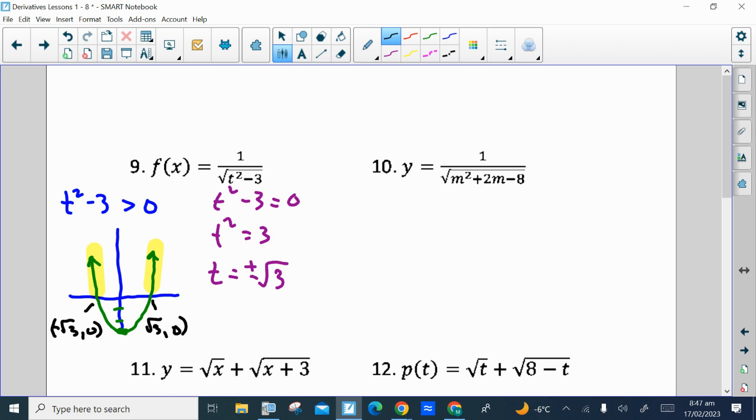And remember that because t squared minus 3 has to be greater than 0, again, we're looking to see where is this graph above the x-axis. It is now above the x-axis from negative infinity to negative root 3, and then from positive root 3 to positive infinity. T cannot be any value greater than or equal to negative root 3, less than or equal to positive root 3. So there's our domain.